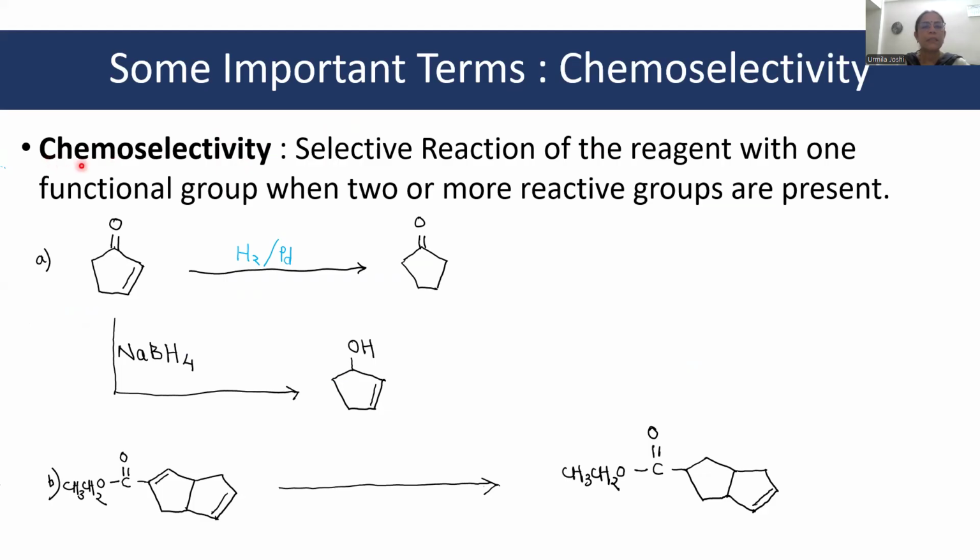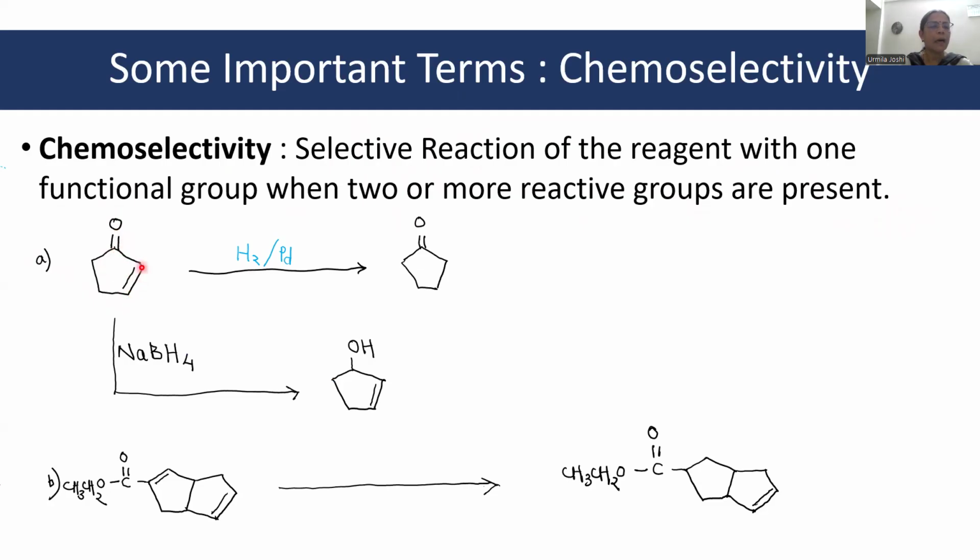The first term is chemoselectivity. What does a chemoselective reaction mean? It means a selective reaction of the reagent with one functional group when two or more reactive groups are present. Okay, now just try to understand this with an example.